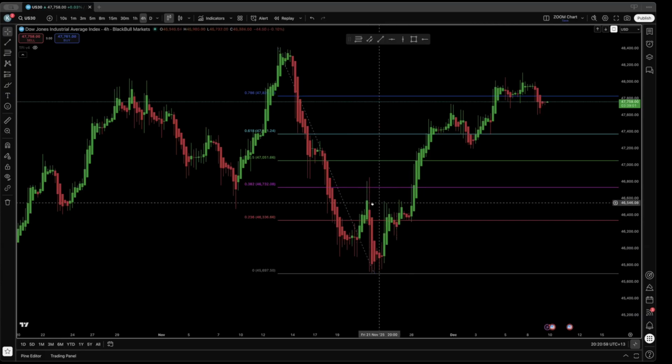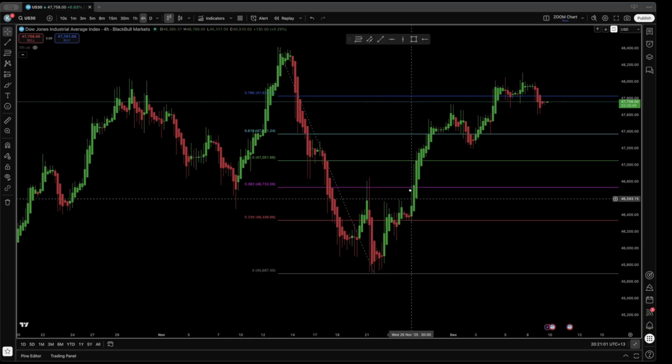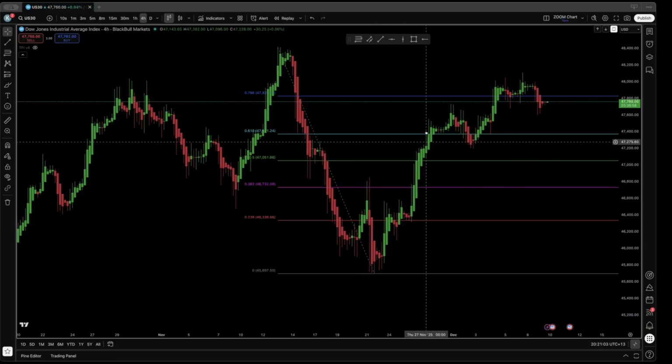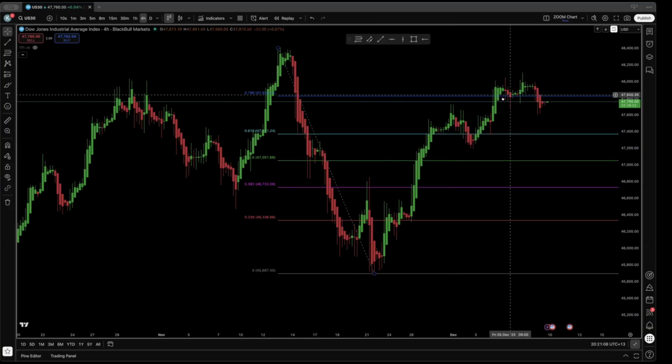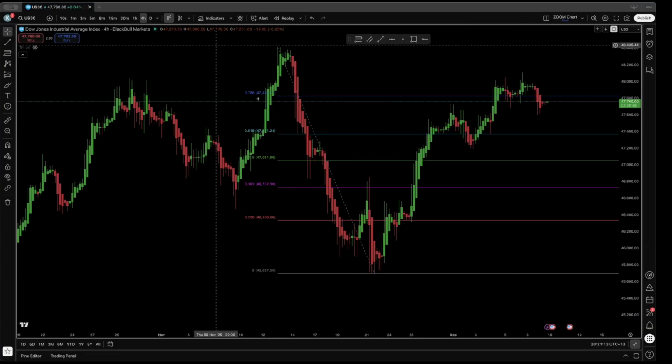So here you can see price action around the 236. It flew up through the 382, the 0.5. You can see here there's a lot of price action around the 618. And there we can see a lot of price action around the 786. So often I draw that for retracement.